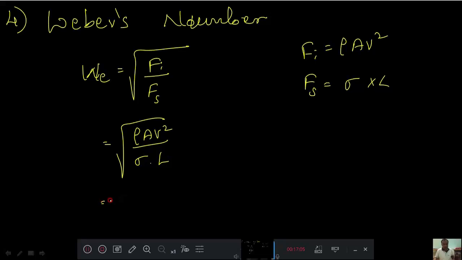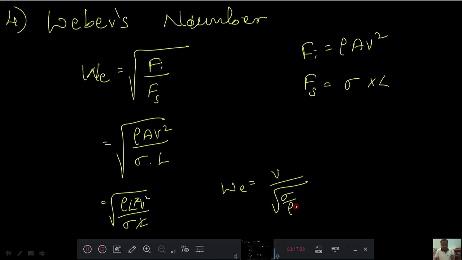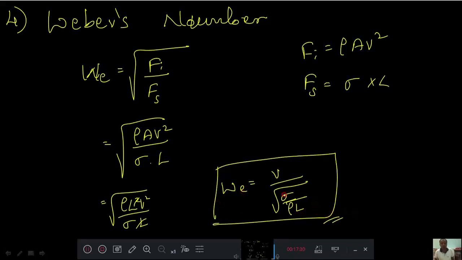Then this a I can write as length square: rho length square v square divided by sigma into L. Then one L cancels. Then I will get Weber's number as v divided by square root of sigma by rho into L. This is the fashion maintained by Weber. We write everything downside and maintain this v at the top. This is your Weber's number. This is also a dimensionless number.